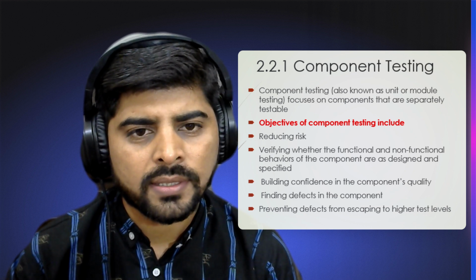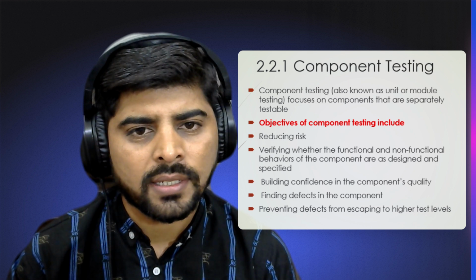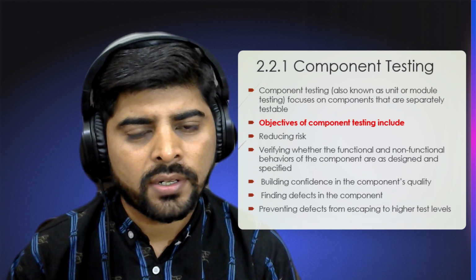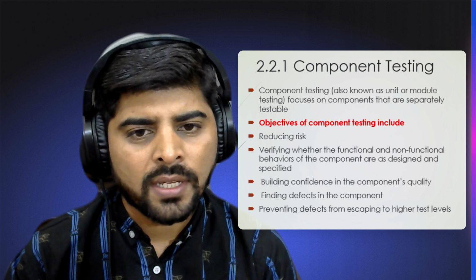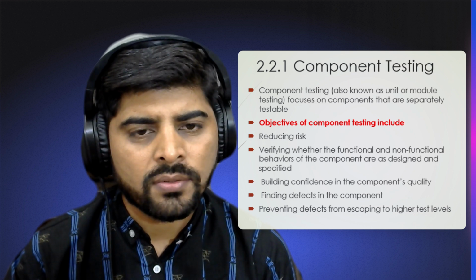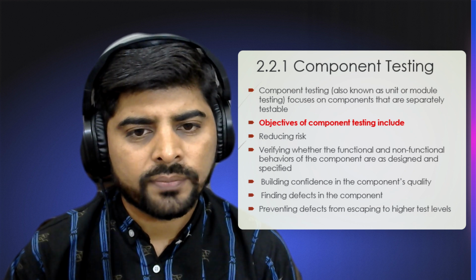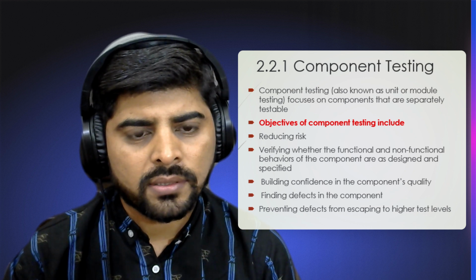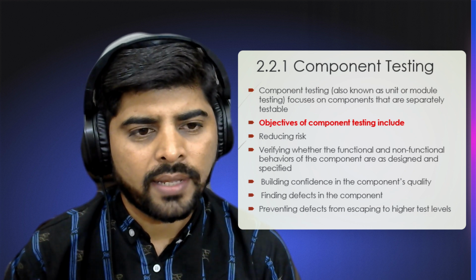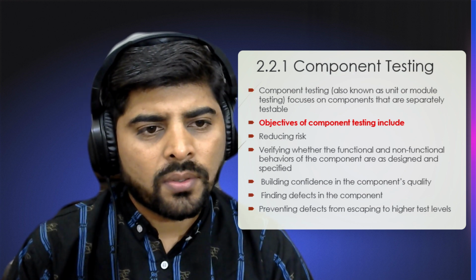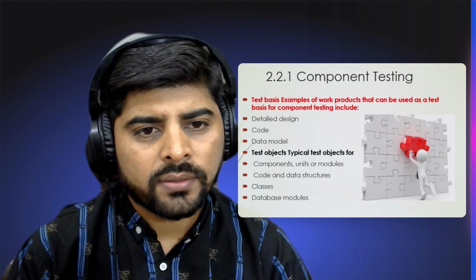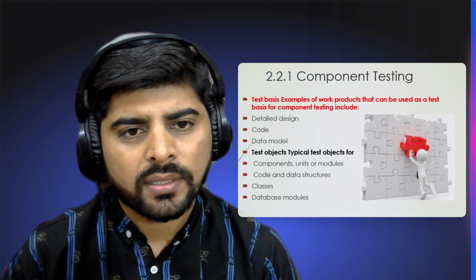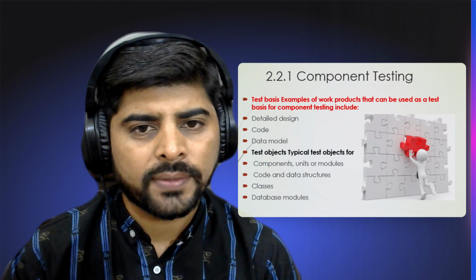So we have done the testing at component level, we have done reviews, we have done white box testing. Usually tools are used in unit testing. So finding defects in that component prevents them from escaping to higher test level. So prevention is very important, so we can prevent the defects moving toward the higher test level.